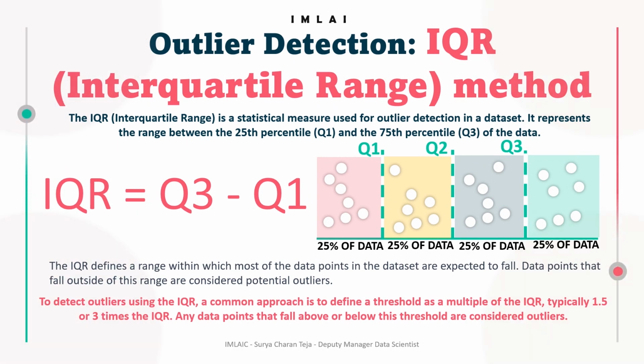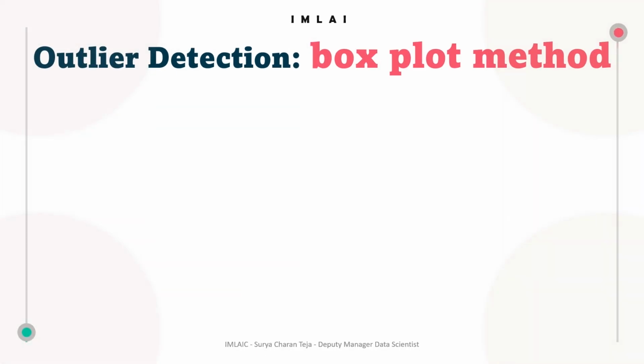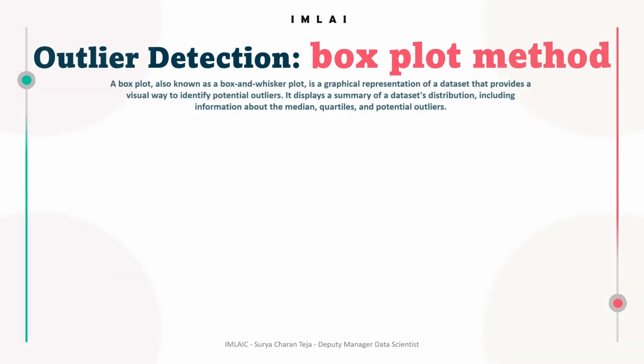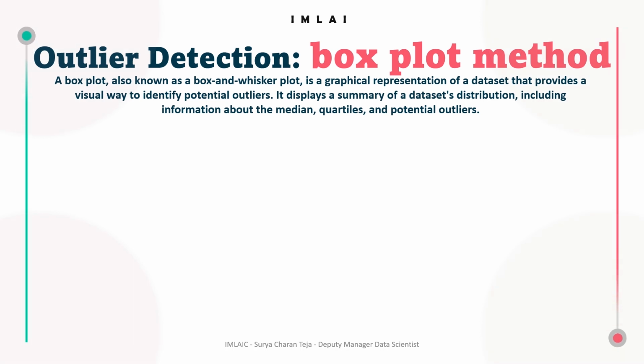Now let's look into another method to detect outliers. That is the box plot method. A box plot, also known as a box and whisker plot, is a graphical representation of a data set that provides a visual way to identify potential outliers. It displays a summary of the data set's distribution, including information about the medians, quartiles, and potential outliers.